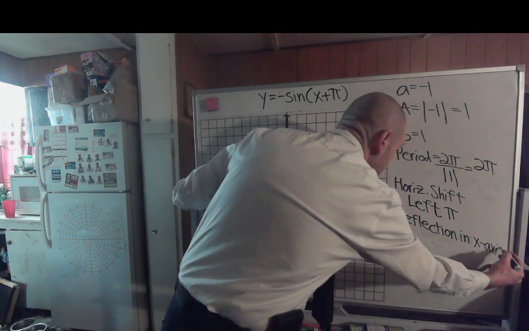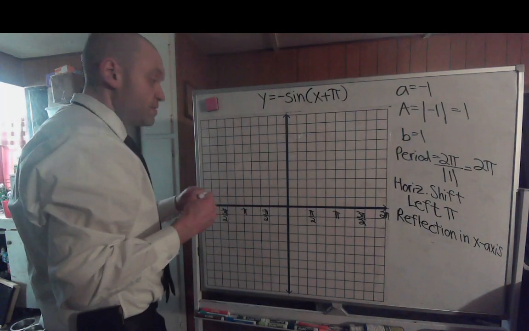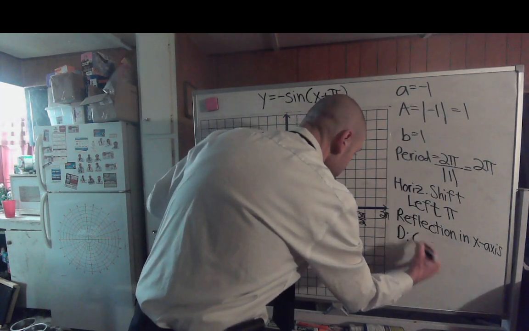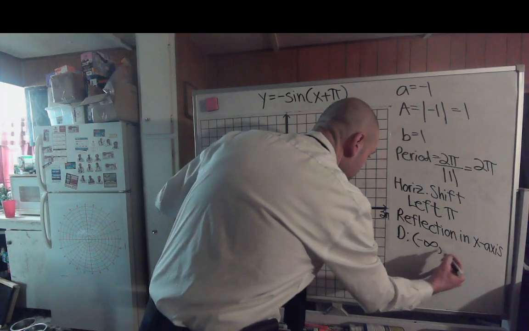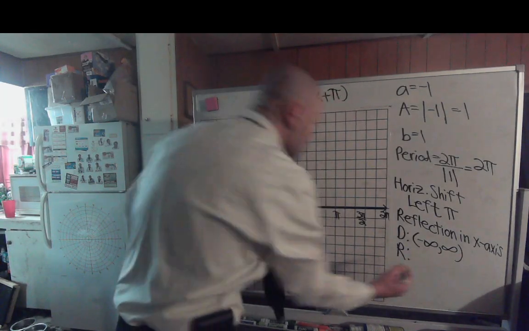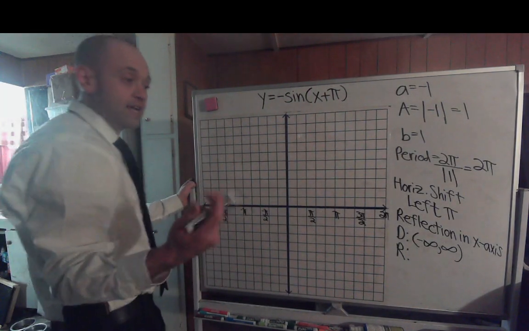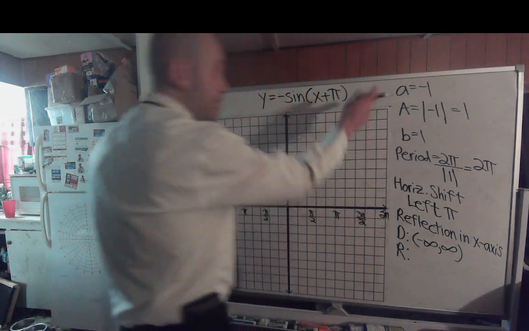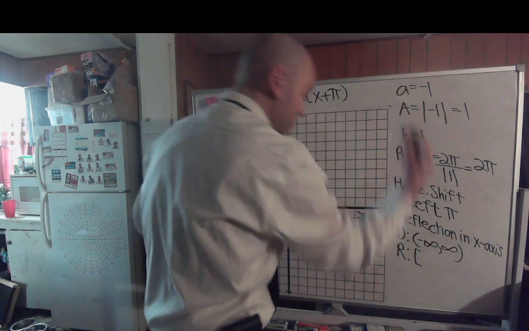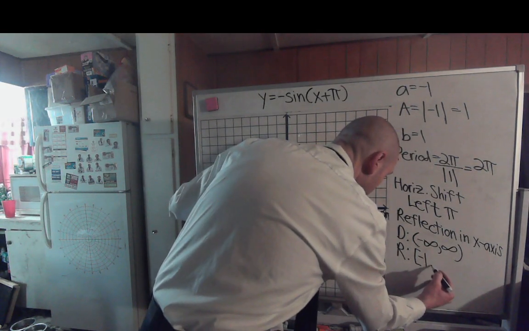And what else? Let's look at the domain. The domain still hasn't changed. That's going to be all real numbers, negative infinity to infinity. Now what's the range? Normal range of sine is negative 1 to 1, and we have no vertical shift. Our amplitude's 1, so it's going to be negative 1 to positive 1. All right.